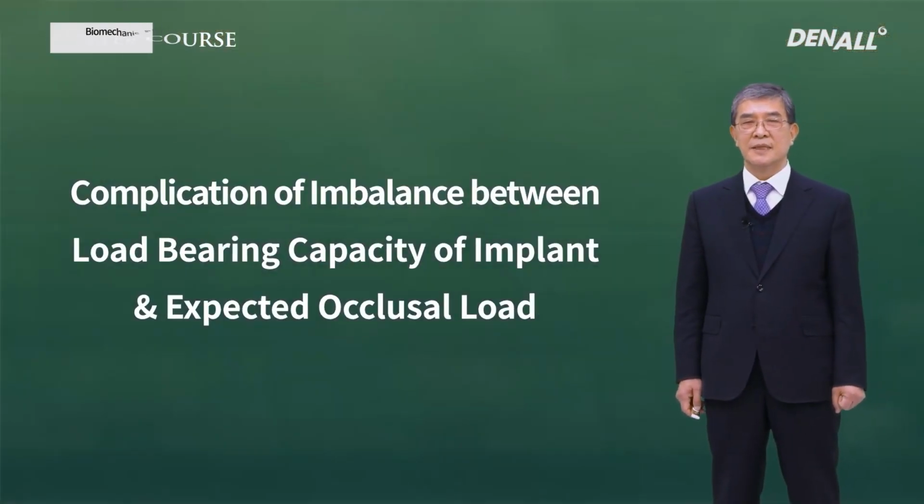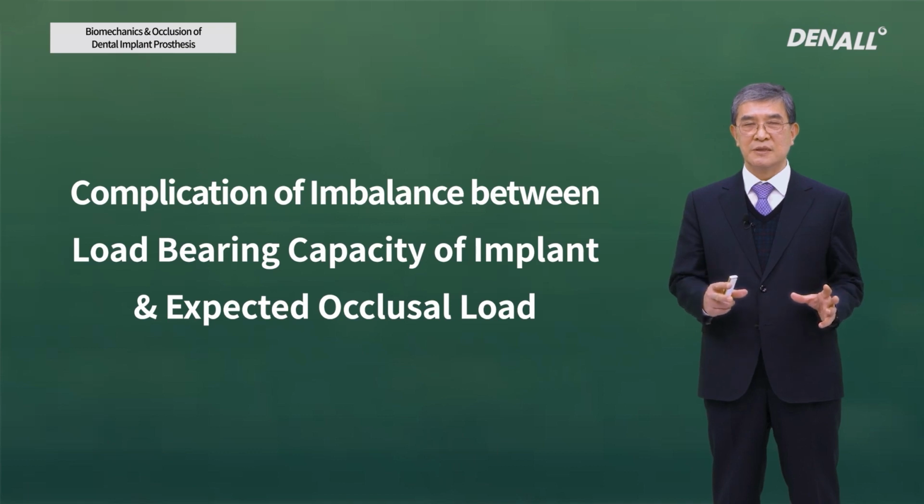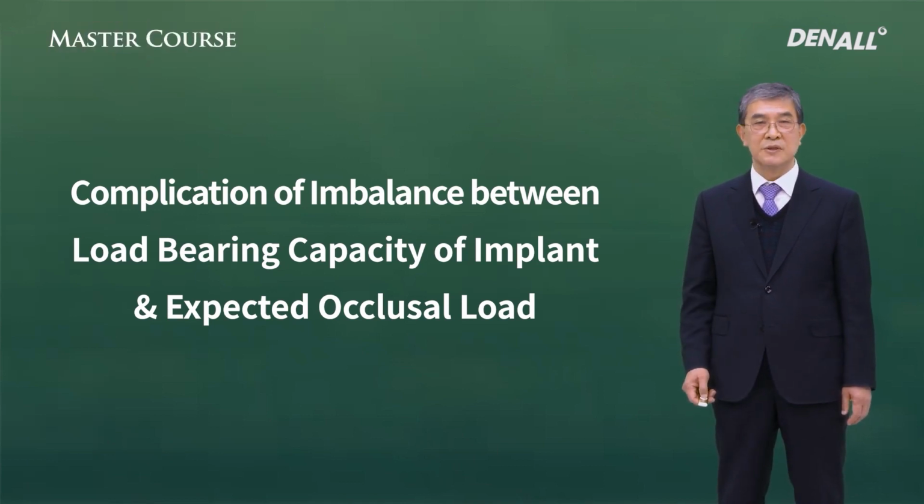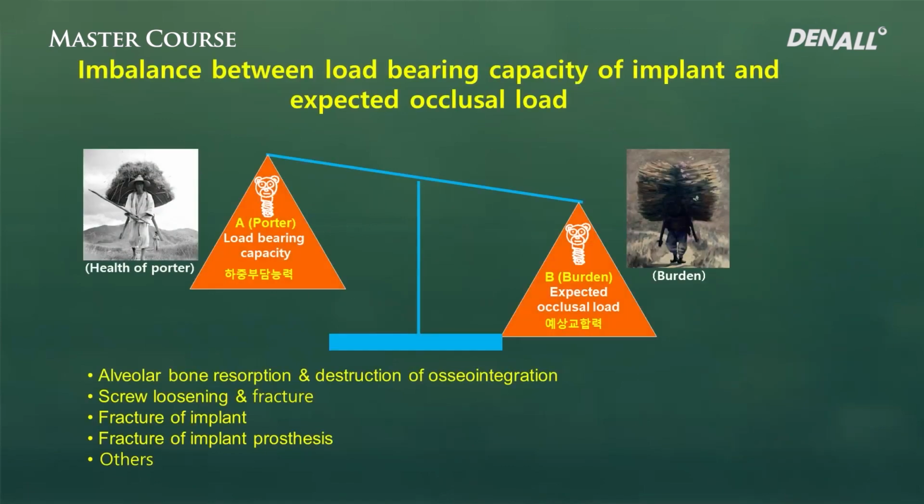As mentioned, what kind of results will occur if there is an imbalance between the load-bearing capacity of the implant and the expected occlusal load? What kind of complications could there be? As shown here, if there's excessive load, if it surpasses that of the implant, as mentioned, the outcome may be unhealthy. If the load is too much on the implant, as shown in the bruxism patient, similar patterns could be observed: alveolar bone resorption and destruction of osseointegration, screw loosening, and fracture. The fracture of the implant itself and implant prosthesis fracture could be observed.